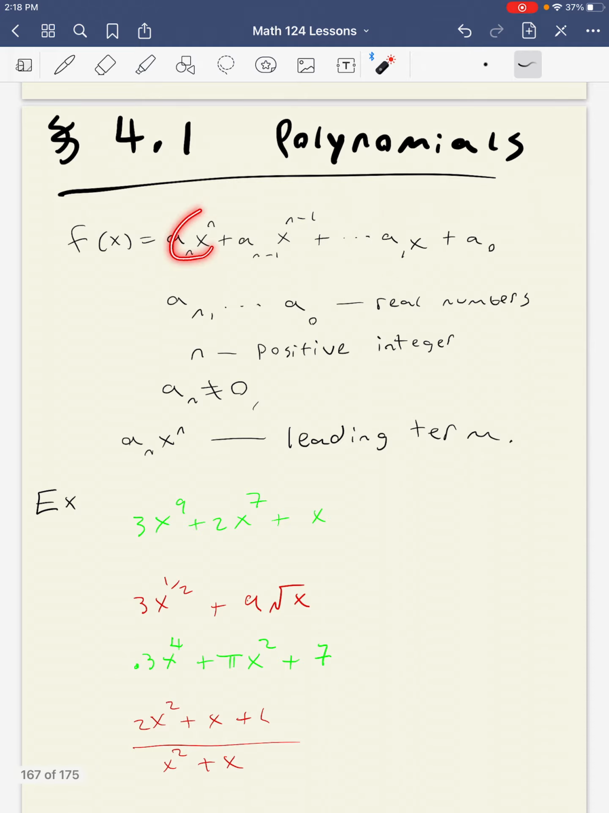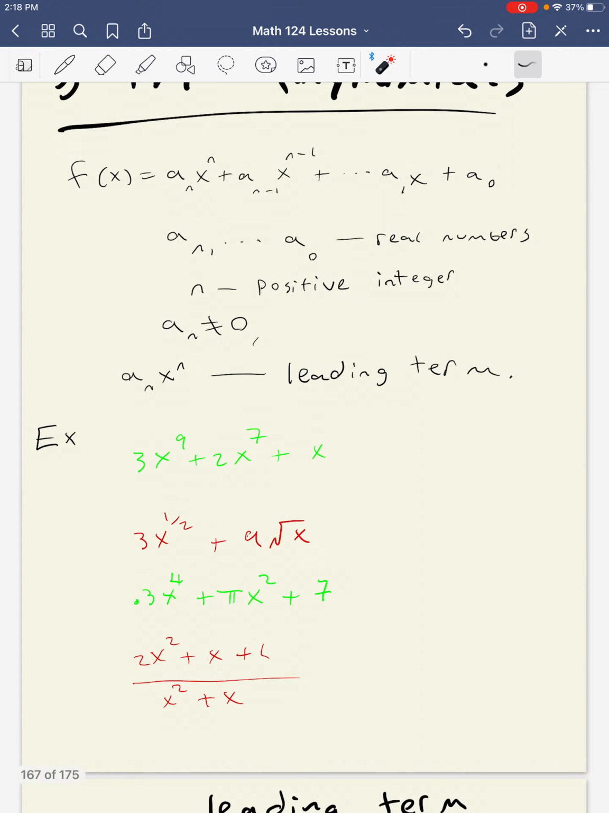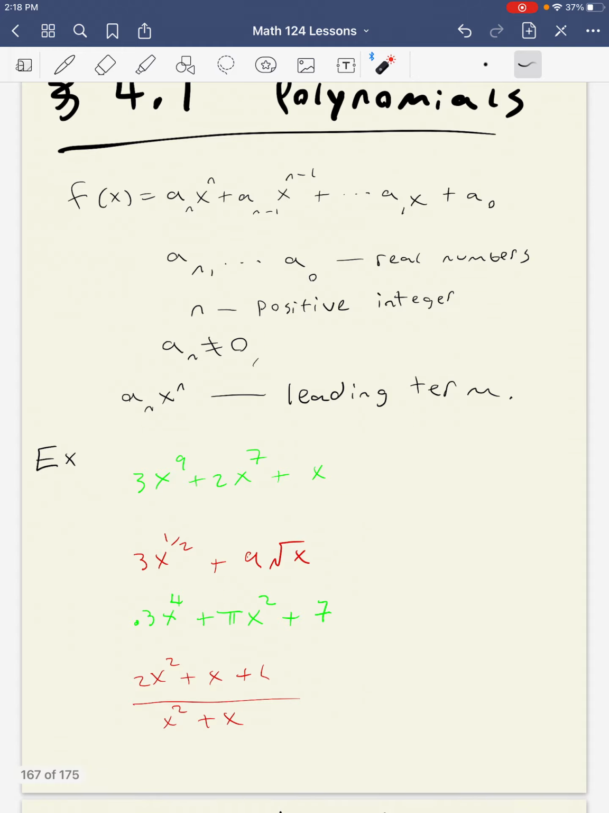And the term with the biggest exponent here is called the leading term. So a_n x to the n is the leading term. Okay, so to demonstrate what is a polynomial and what is not a polynomial, I drew a few functions here.